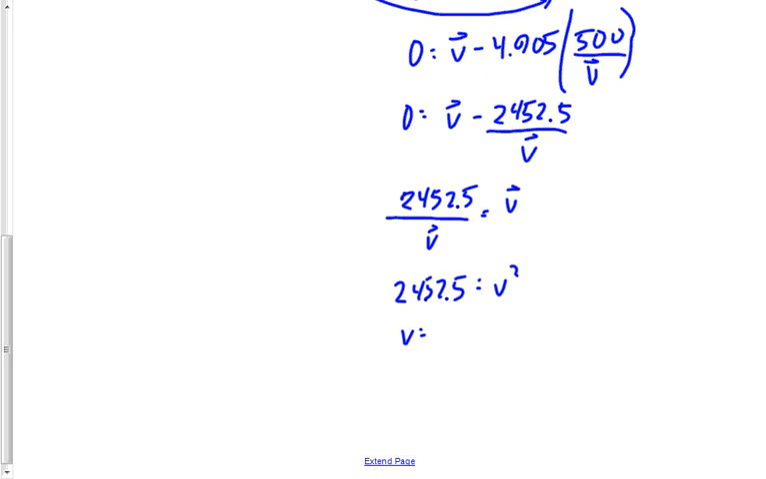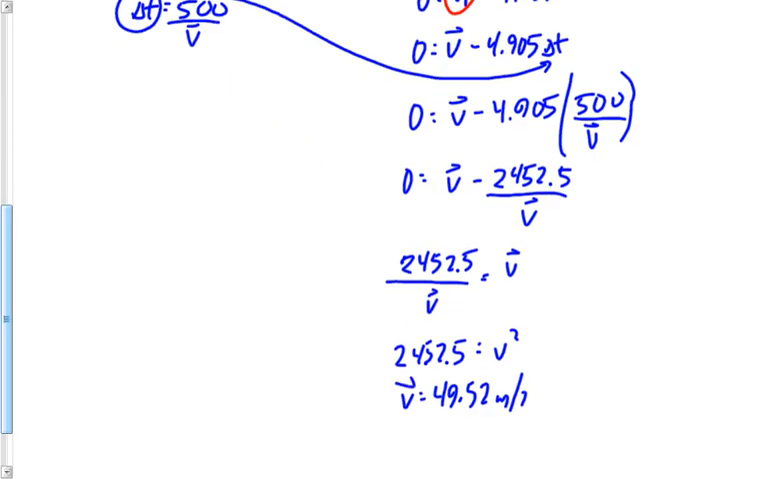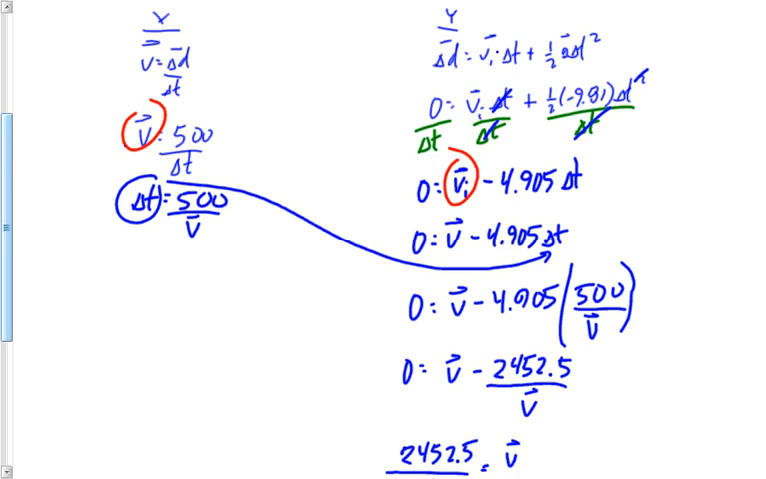About 50? 49 point what? 52? 49.52 meters per second. Perfect, right? I'm done. We're looking for the velocity. That's what I've got, right? No, it isn't. What have I found here? I found either the horizontal velocity or the vertical velocity, whatever you want to call it.